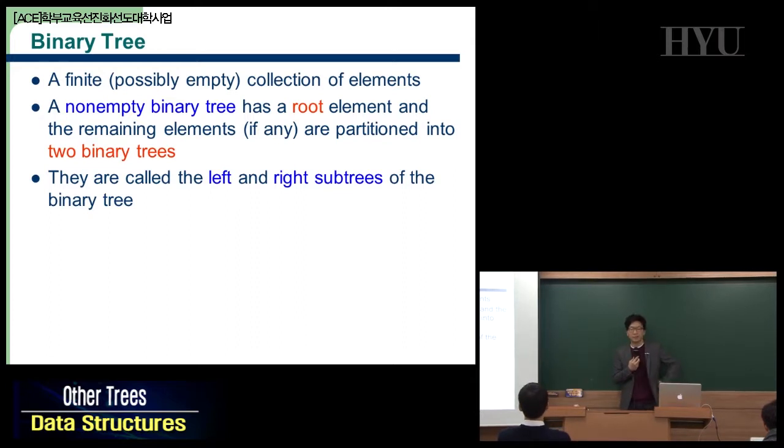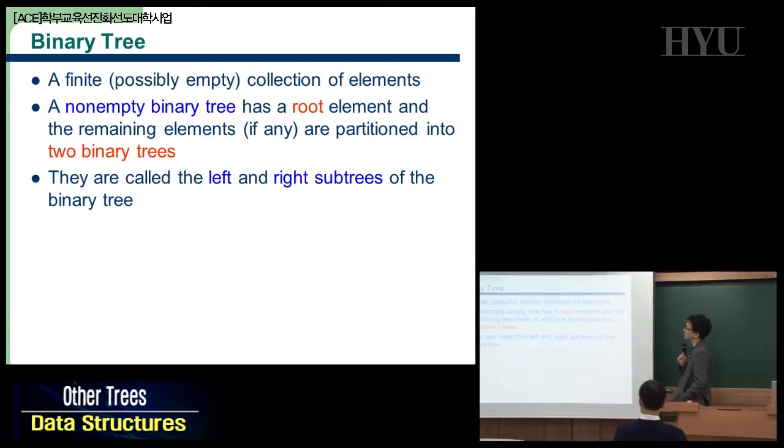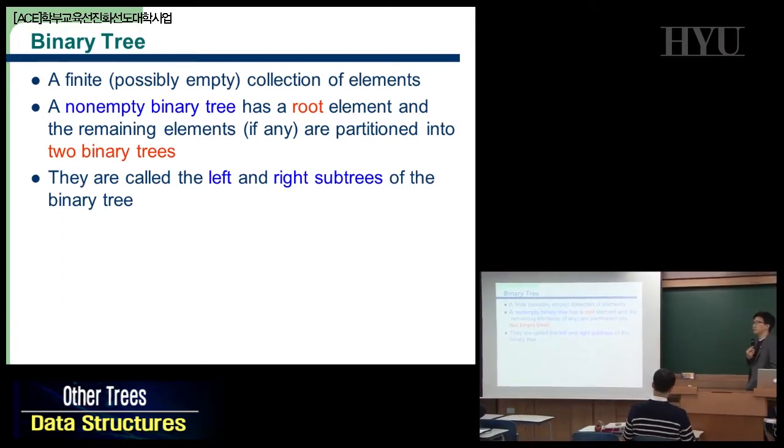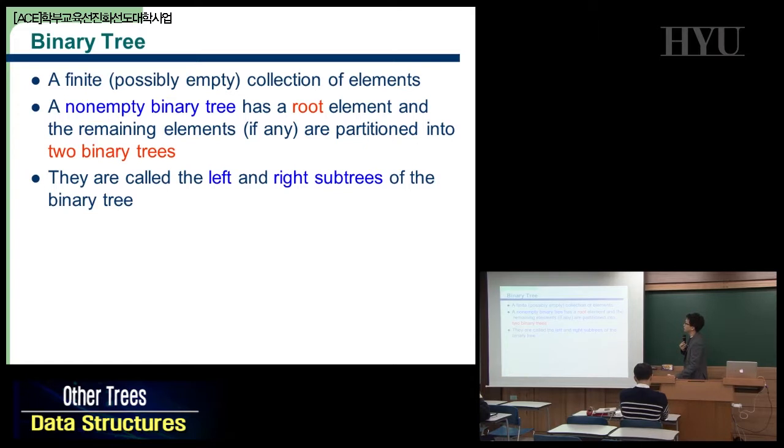Okay, so a binary tree is a finite, possibly empty collection of elements. What was the difference from the general tree definition? In the general tree definition, they said a non-empty collection of elements, so it cannot be empty, but a binary tree is a possibly empty collection of elements. A non-empty binary tree has a root, so there has to be at least one node, which is the root element, and the remaining elements, if any, are partitioned into two binary trees.